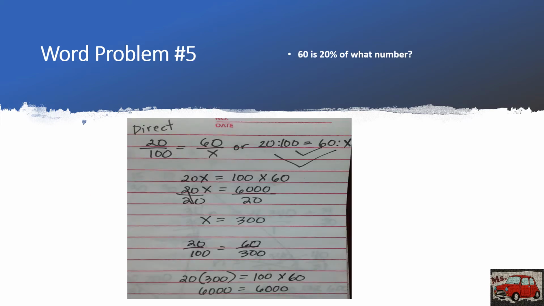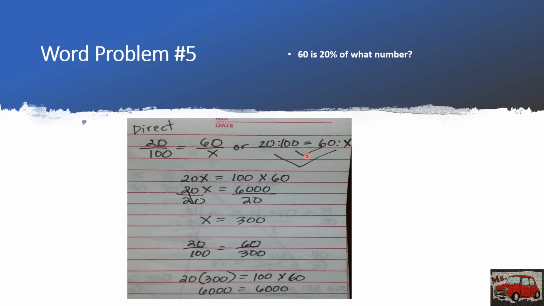60 is 20% of what number? Okay, so in this case, kukunin natin kung ano yung whole number ng 20% at ang equivalent daw ng 20% is 60. Okay? So, alamin natin. So, in this case, direct proportion pa rin siya. So, what we have now is 20% is 20 over 100 equals 60 over x. Why? Kasi yung 60 daw, yan na daw yung 20%. So, yung hanapin natin is yung 100% or yung whole. Okay? So, we can write it like this. 20 is to 100 and 60 is to x.